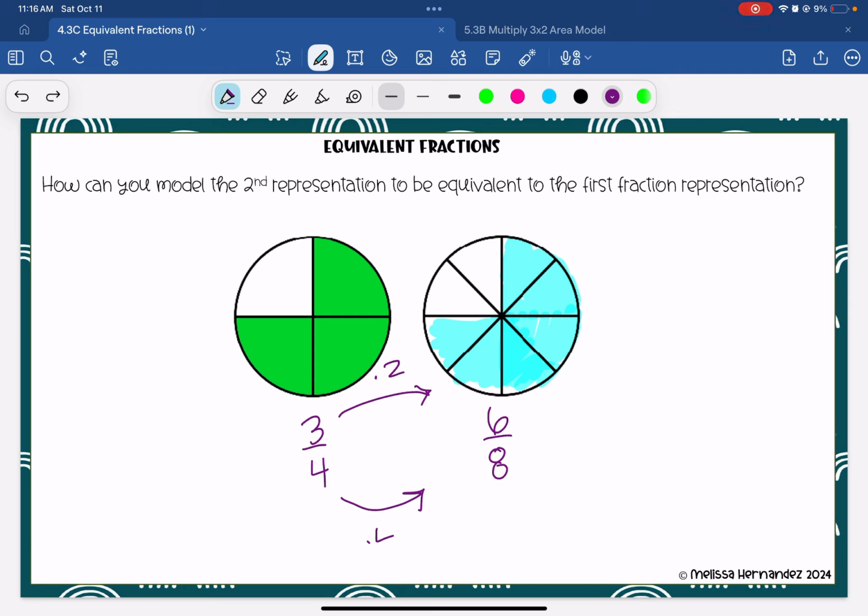Scale 3 by 2, you end up with 6. Scale 4 by 2, you end up with 8.